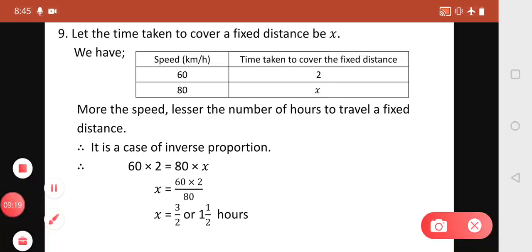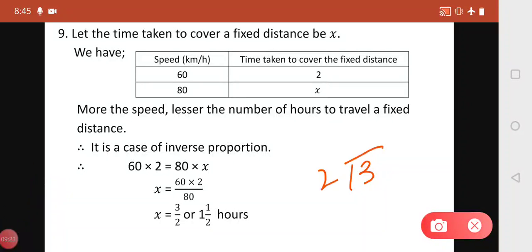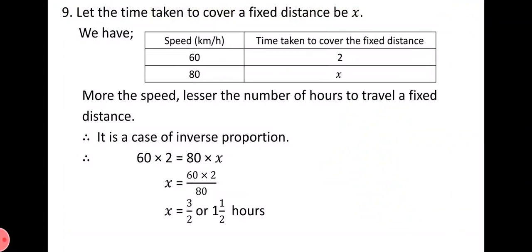hour. This also, 3 upon 2 means you will divide 3 by 2, that is 2 1s are 2, 1 is left. So we will get 1 integer 1 upon 2, which is 1.5 hours. Therefore the required number of hours is 1.5 if the car is running at the speed of 80 km per hour. Next question number 10.